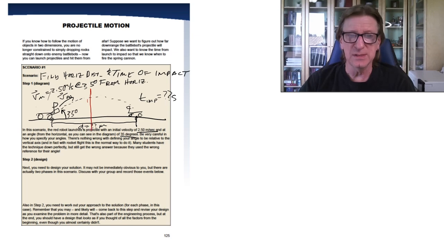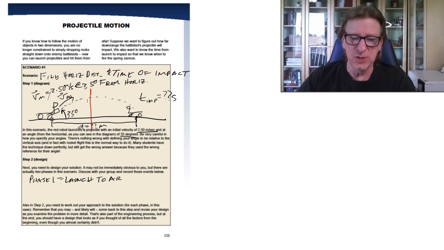into two phases. And so our first phase, phase 1, is going to be from launch to apogee. Now, I don't have to choose apogee for that, right? However, I have some additional information at apogee. Do you remember what that is? My velocity at that point is going to be 0, right? So that's a good break point.